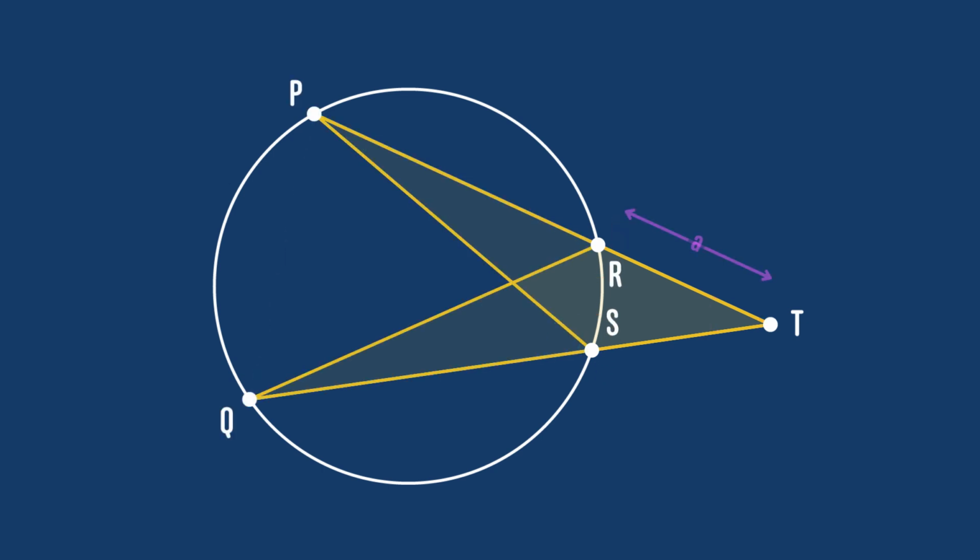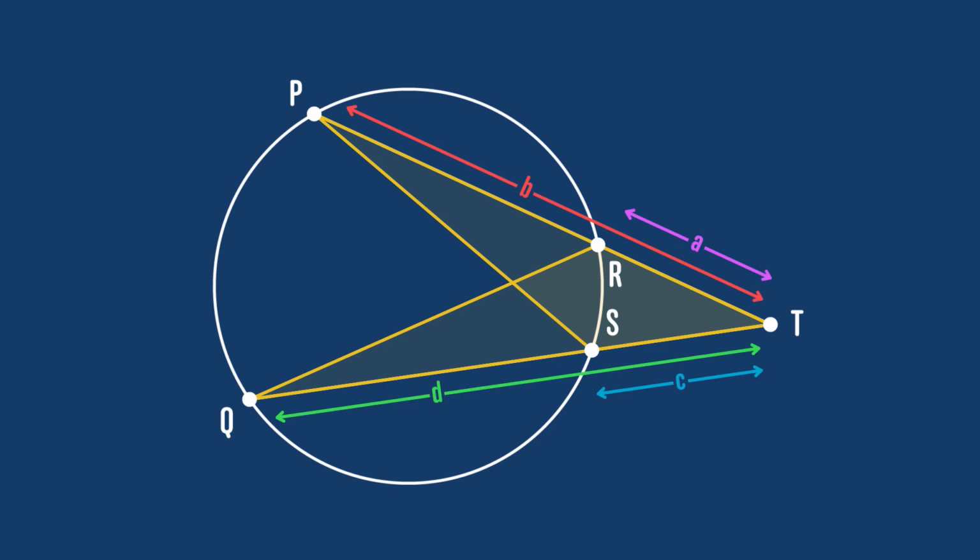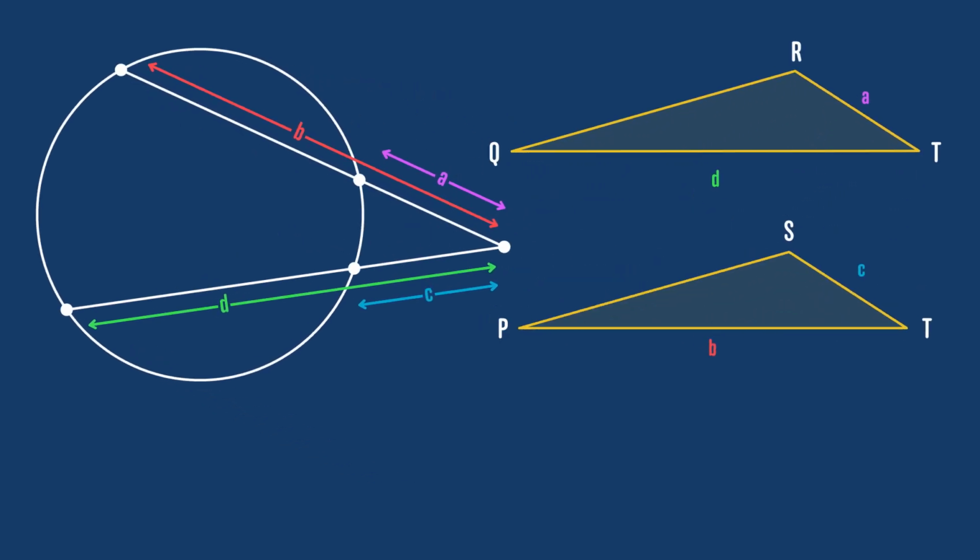Now if we add the lengths A, B, C and D to the diagram as before and draw these similar triangles side by side, then using scale factors in similar triangles, we have A divided by C equals D divided by B. Multiplying this equation by B and C gives A times B equals C times D as required, and we have proved the theorem.